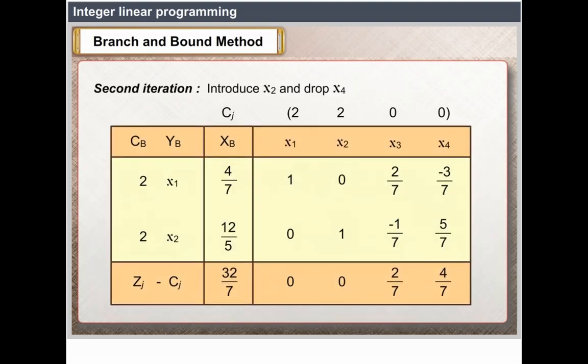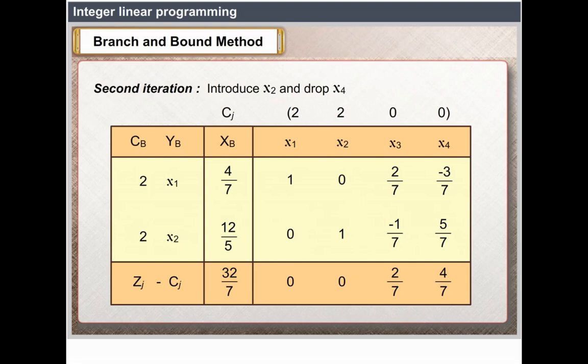Second iteration. Introduce x2 and drop x4. For the table: CB, YB, XB, X1, X2, X3, X4. First row: 2 for CB, X1 for YB, 4 by 7 for XB, 1 for X1, 0 for X2, 2 by 7 for X3, minus 3 by 7 for X4.